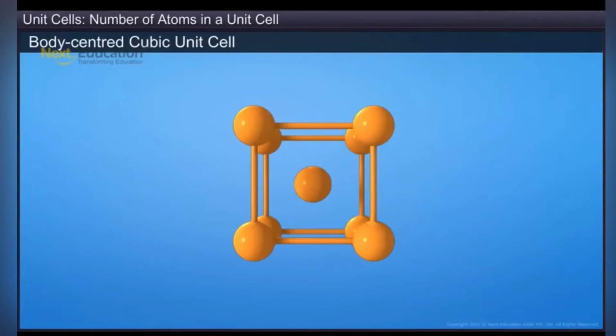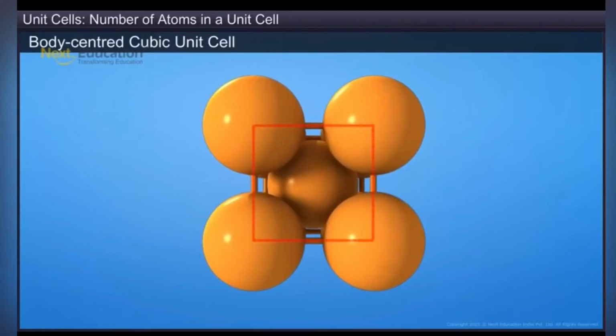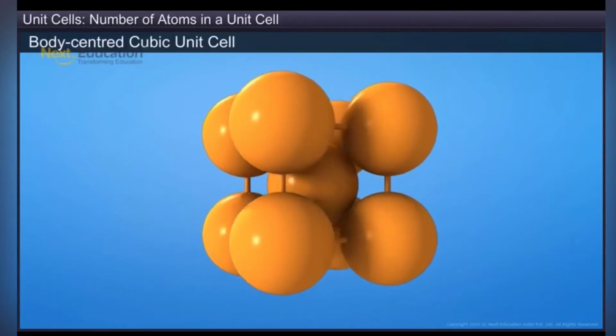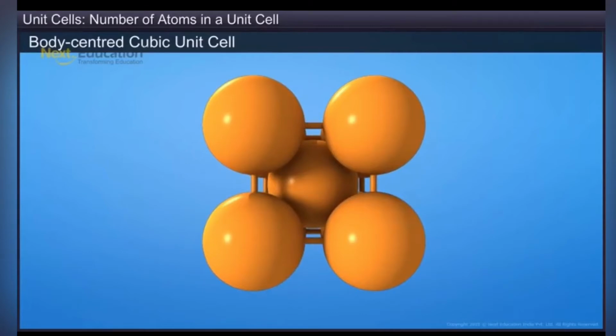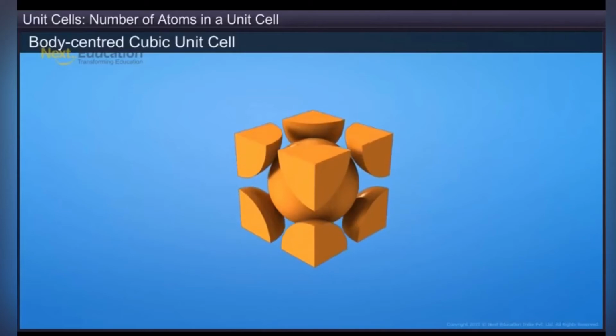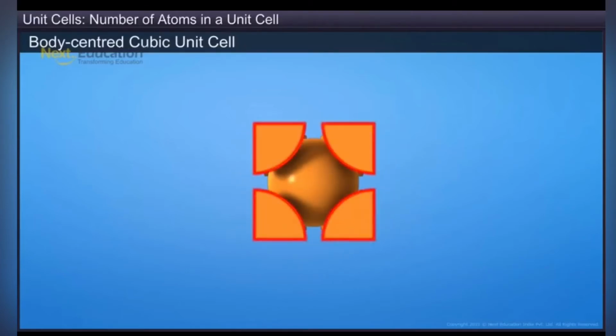Now in body centered, we have total 8 corners, so 8 atoms at the corner and 1 atom in the center. These are again joined together. So in compact structure, we can see that corner atoms are not joined together, but they are joined with the central atom. We have this structure. Again, the corner atoms have 1/8 part, and the central is completely embedded.